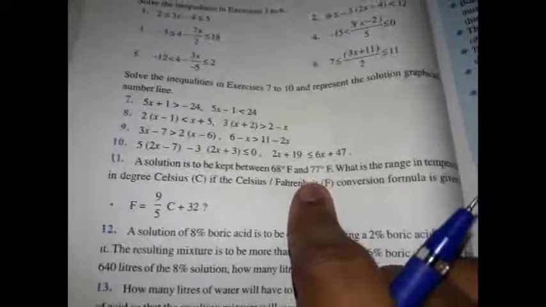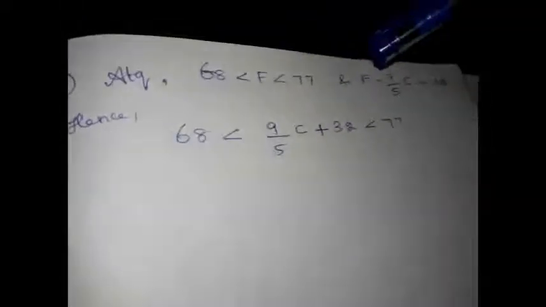This is a very easy and direct question. They have given that the Fahrenheit should lie between 68 and 77. Between, so it is not equal to. 68 < F < 77 is your range. So we know F = (9/5)C + 32. We need to find what its range is in Celsius. That's it. So in the place of F we have written (9/5)C + 32.